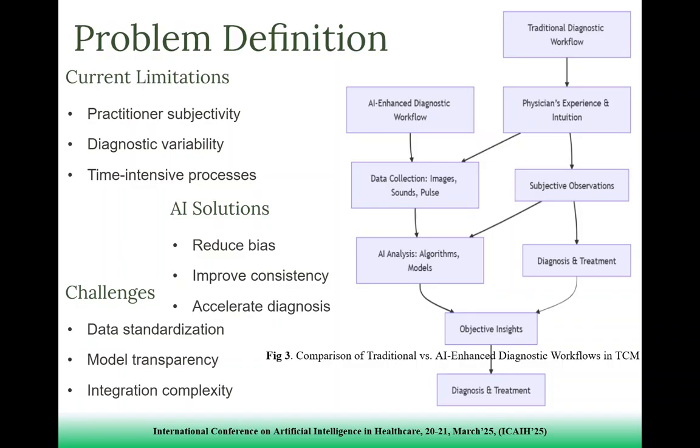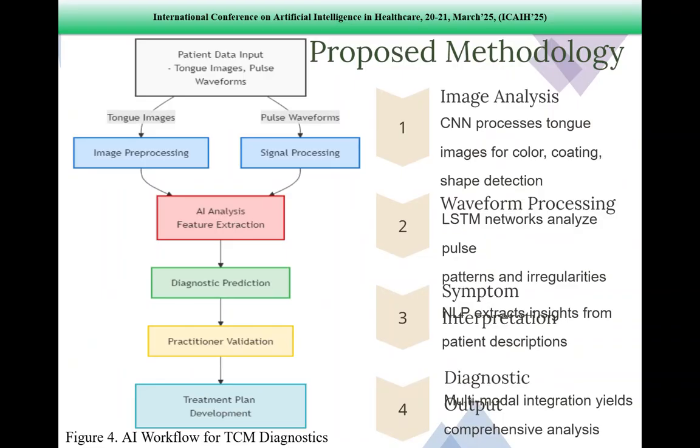So overall, we can see the problem: how to integrate AI and technology to support the practitioner in TCM. And here is the proposed methodology or model we give in the paper. We have image analysis and waveform processing, and then NLP extracts insight through symptom interpretation and diagnostic outputs. So we can see the figure, the AI workflow for TCM diagnostics.